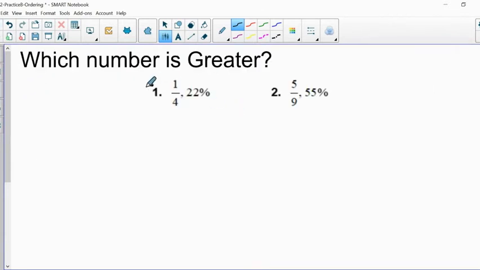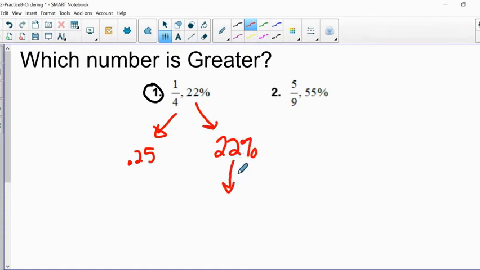So let's look at question 1. We already know that 1/4 equals 25 hundredths. Well, I want to take 22% and convert that into a decimal. I know that a percentage can get converted to a decimal by dividing by 100. Our decimal point starts here. Dividing by 10 gives us 2.2. Dividing by 100 gives us 22 hundredths. So I know that 25 hundredths is the bigger number, so 1/4 is the bigger of those two.